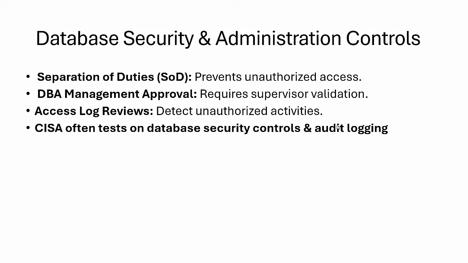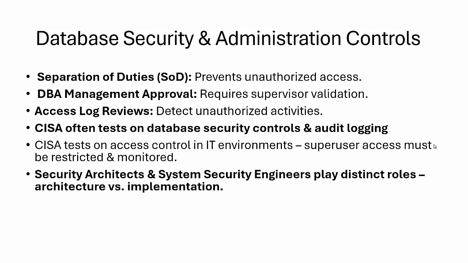The DBA should approve everything and it should be overseen by supervisory validations. Access log review detects unauthorized activity; check it if you want to validate whether any access has been done in an unauthorized manner. And CISA often tests on database security control and audit logging with the help of compliance tests and substantive tests that we discussed in domain 1. And CISA can test on the access control in the IT environment, like super user access must be restricted and monitored. That's something you need to understand.